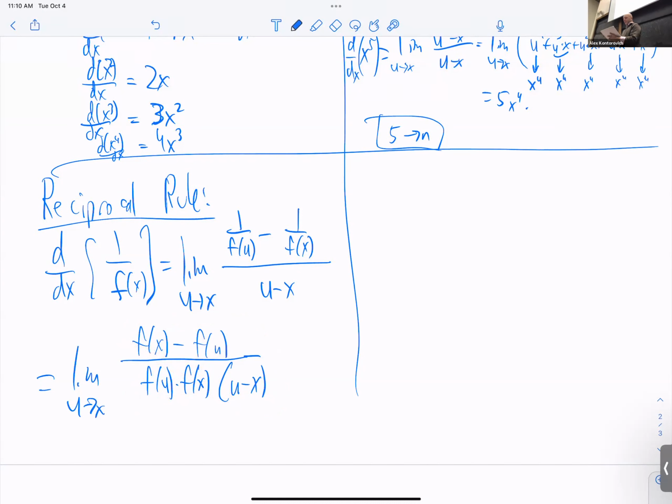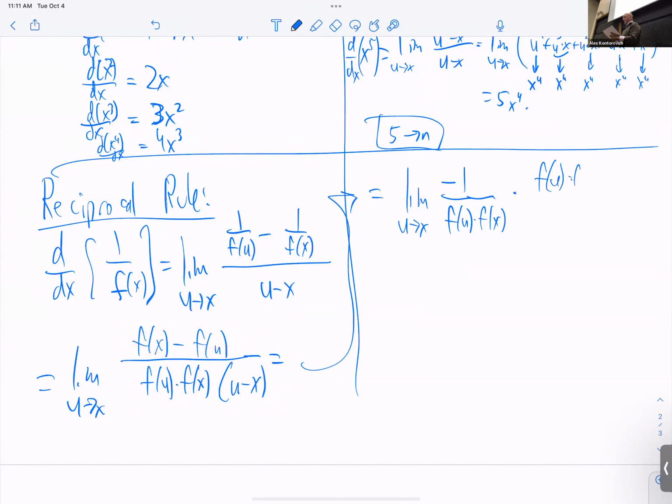So what Dan is saying is, if you pull out a minus sign, let me go over here. If you pull out a minus sign, this is equal to the limit as u goes to x of -1 over f of u times f of x times, now I get to switch, if I pull out a minus, I get to switch the order of these, f of u minus f of x over u minus x.